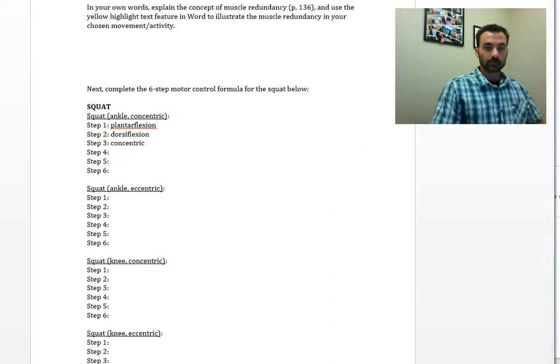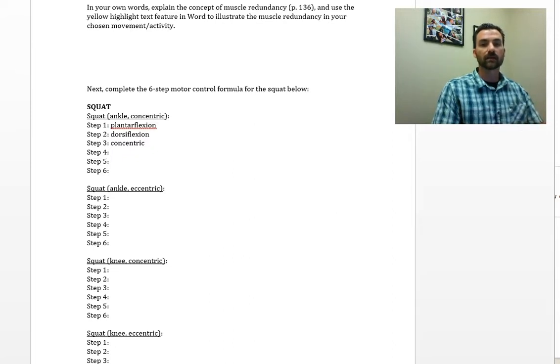Step 4, as we go through this, and this should be review, we know that step 4 is going to be identifying what plane of movement this is occurring in. Is it the frontal, sagittal, transverse?